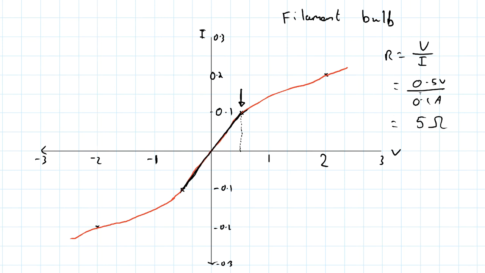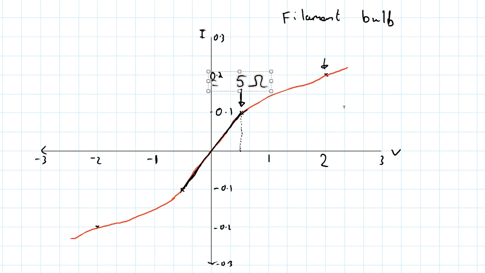Now let's take another point. I've drawn this cross here because that looks like it's on nice whole numbers. So we had 5 ohms. I'll leave that written there, actually. Maybe I'll move it over to here, like so. And now we do it again for the second point.